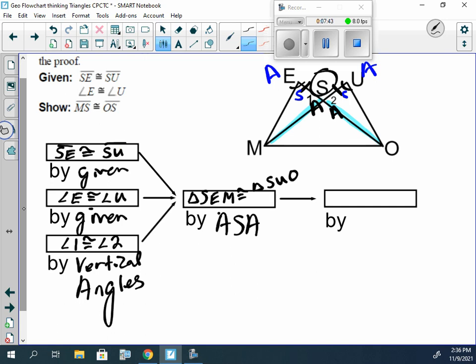There's actually a point S in this. It doesn't count for either one, but this S does, not the point. Now, what were we wanting to prove? MS and OS are congruent, and they are corresponding sides. So MS congruent to OS by CPCTC.